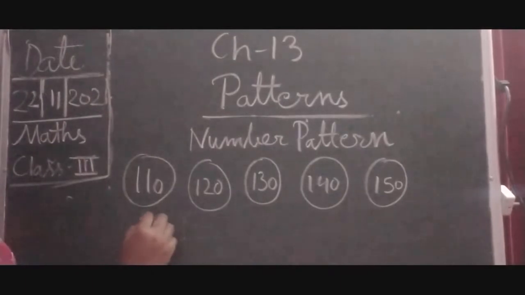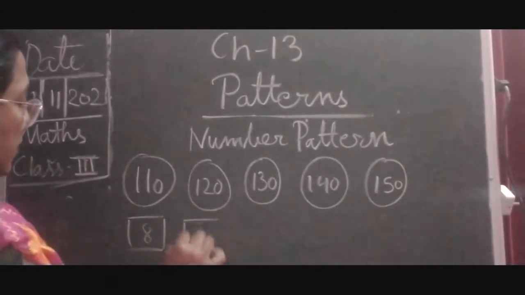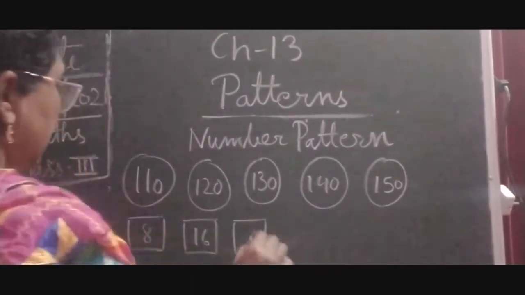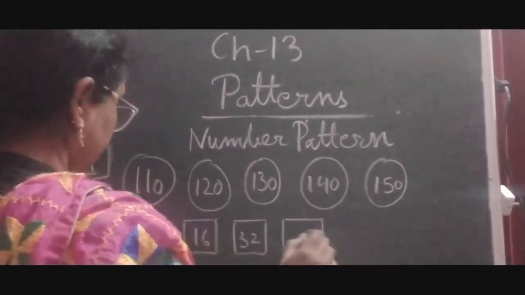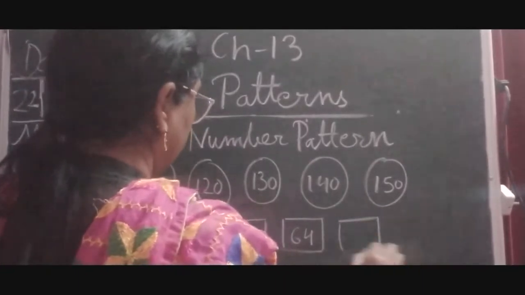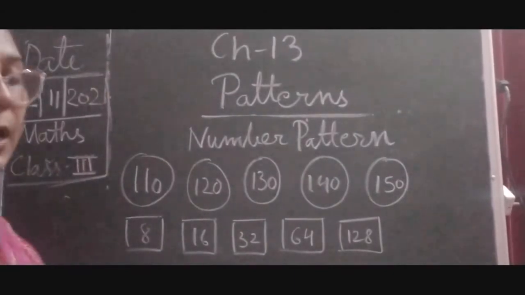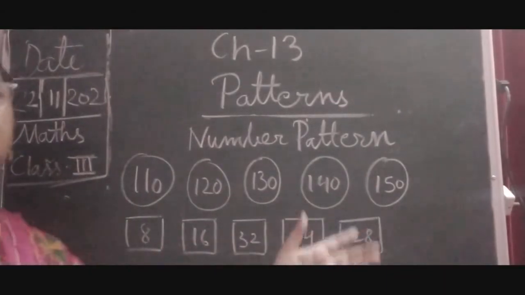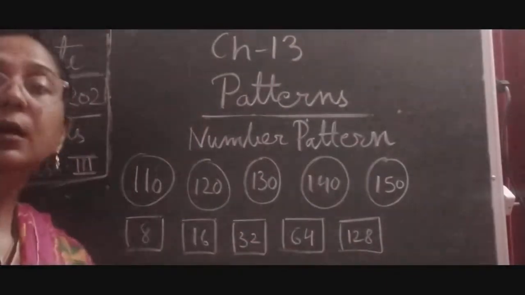Suppose in one block it is given 8, next block 16, now next block 32, now next block 64, now next block 128. Now here children, you can see we are starting from 8 and we are just adding 16, 16, 16 in these patterns. We are just adding it. Okay. So it will create a pattern.